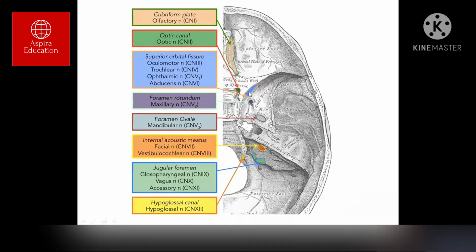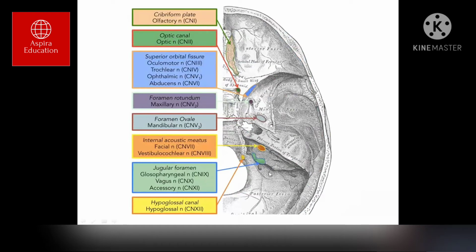Then we have foramen rotundum. Foramen rotundum is the one through which the maxillary nerve will pass. Then we have foramen ovale. Foramen ovale is the one through which the mandibular nerve passes. We are going to discuss the mandibular nerve in our future slides. Then we have the internal acoustic meatus, which is very important for the facial nerve and the vestibulocochlear nerve, which is the eighth cranial nerve. Then we have what is called the jugular foramen.